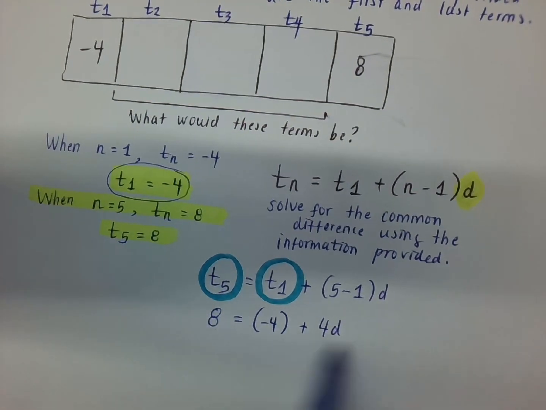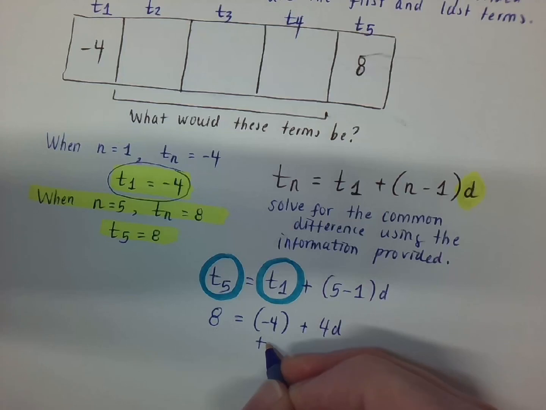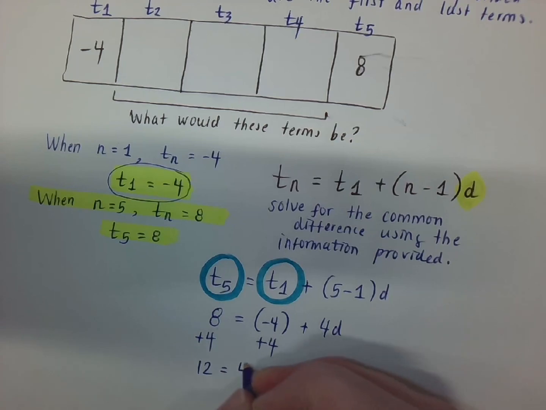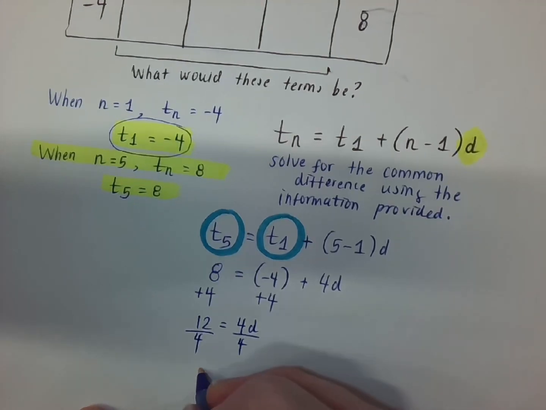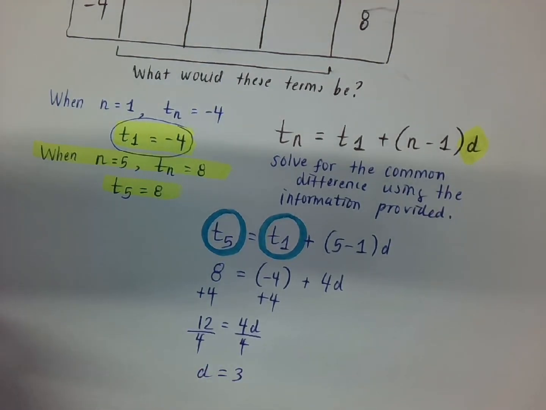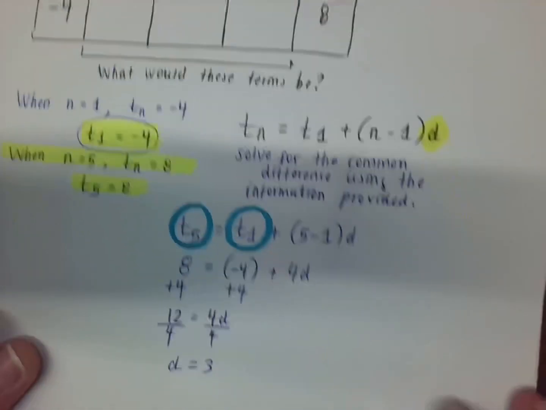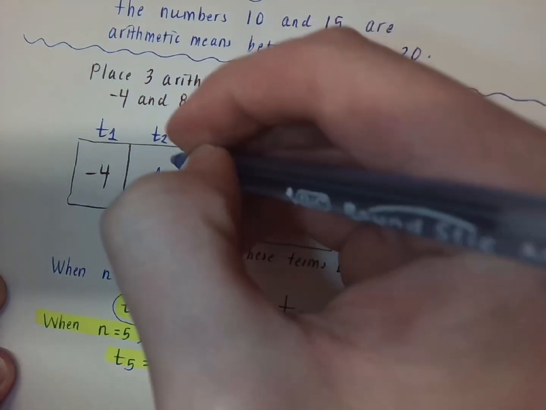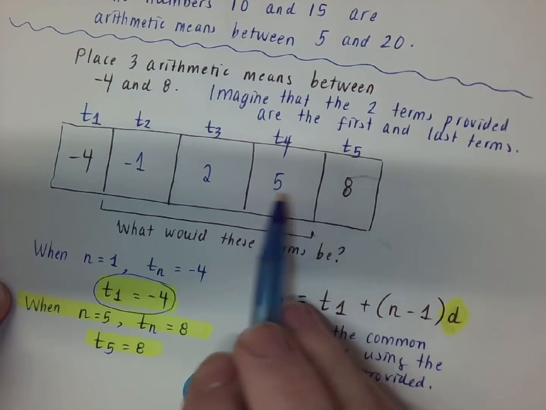So now I just have a simple little equation. 8 equals -4 plus 4D. I can add 4 on both sides. 12 equals 4D. Divide both sides by 4, and D equals 3. I don't know why I got confused for a sec, but D equals 3 works, because if I add 3, that gets me to -1. Then adding 3 again gets me to 2, then 5, and then 8.